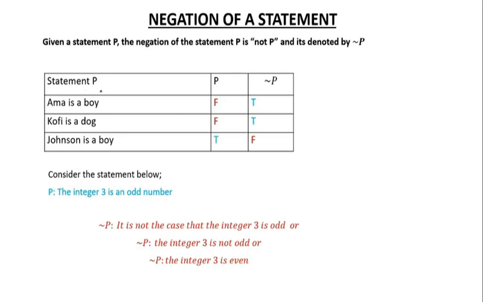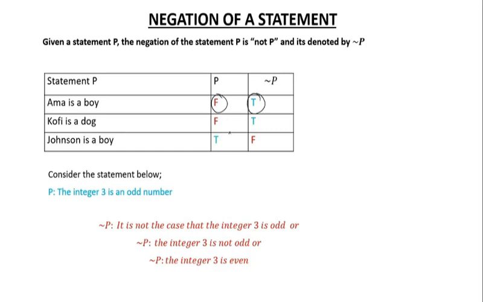So let's have a look at this. Let's look at the statement P, its truth value, and then the negation of that truth value. Now, Amma is a boy is our first statement. We know that Amma is a boy can never be a true statement, because Amma is a girl. So the truth value of the statement P over here is false. But a true statement becomes false once it is negated, and a false statement becomes true if it is negated. In this case, we have a false statement, so once we negate it, it becomes a true statement.